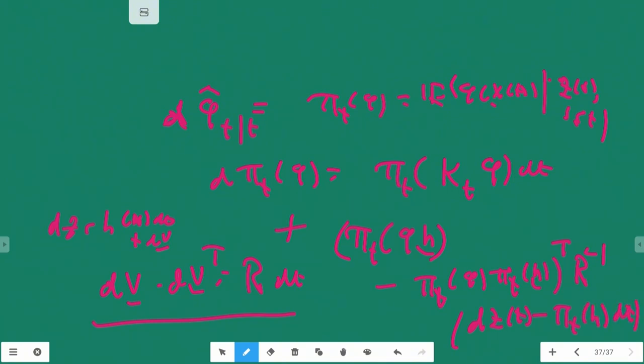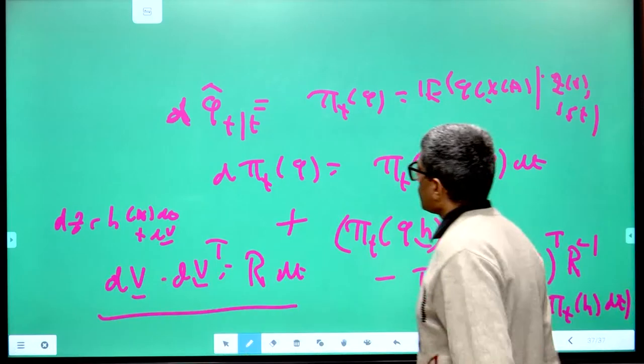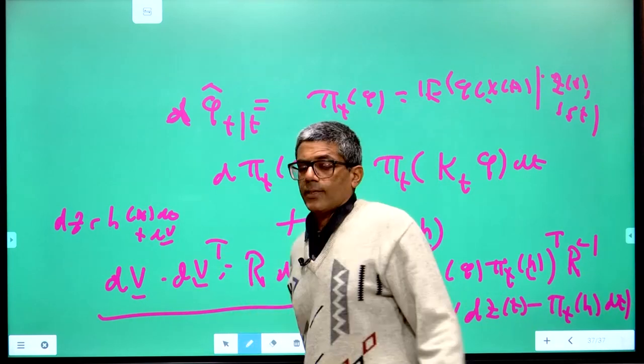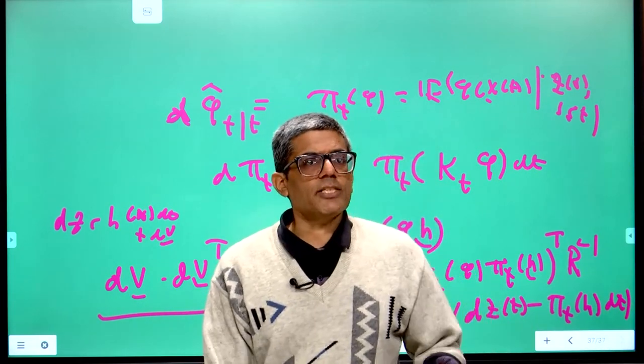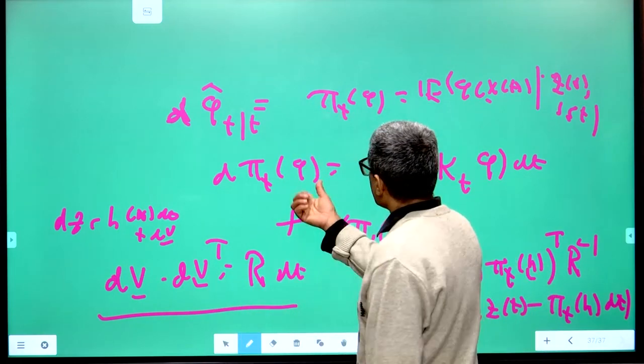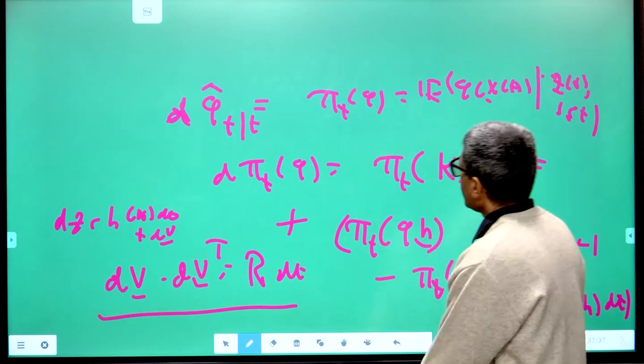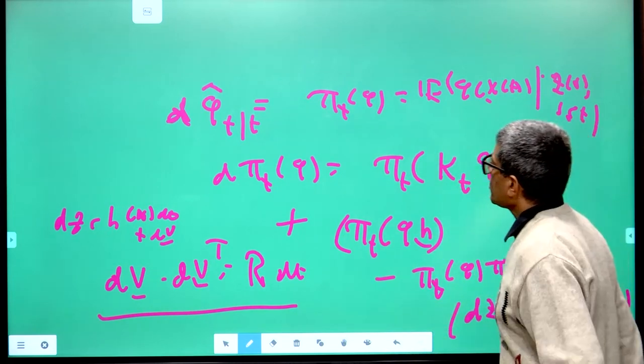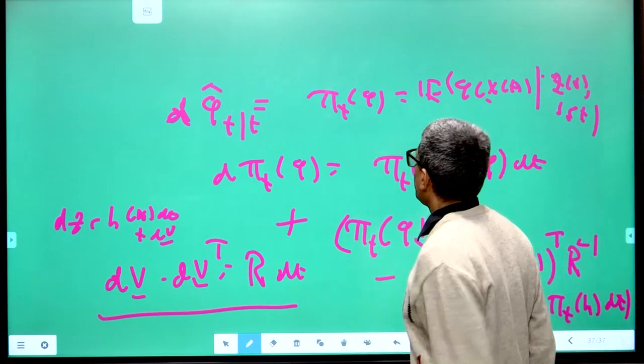This equation we have derived, and then we may have to make an approximation to it, because this equation defines an infinite dimensional filter. If you try to calculate, for example, the conditional expectations of the moments at time t, then it will involve conditional expectations of moments higher than the given moment at time t.